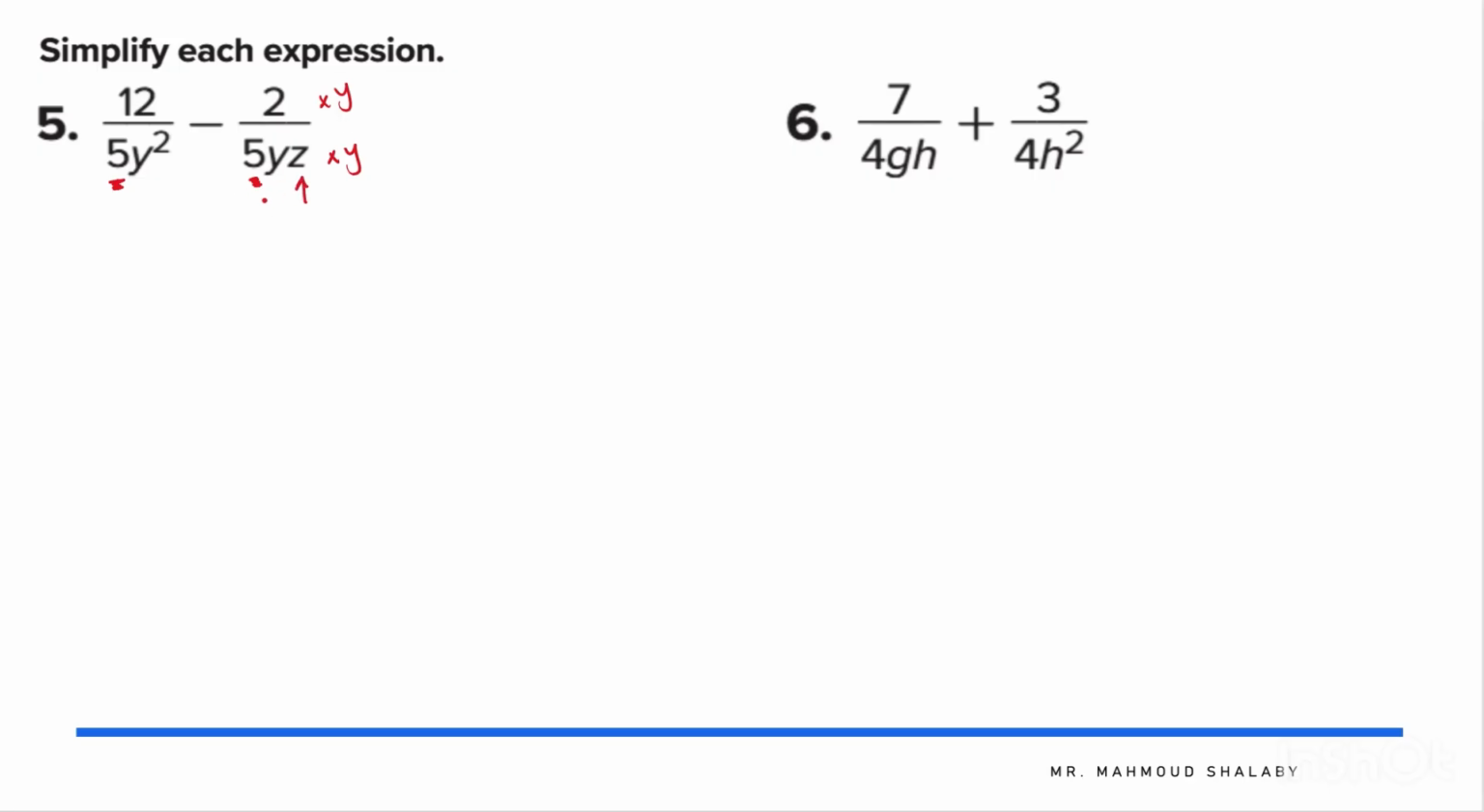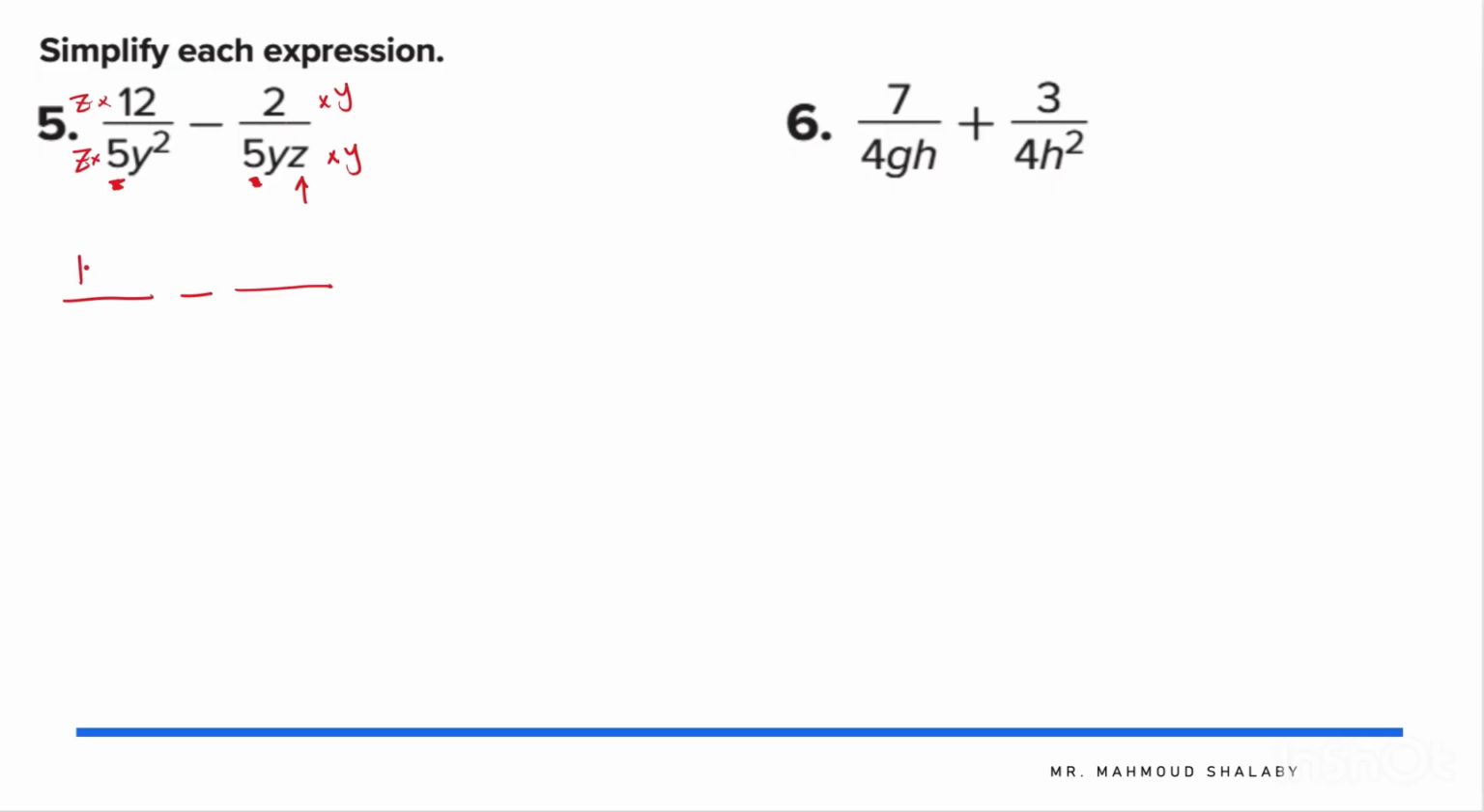Here we have an extra z, it's not there, so I need to multiply here by z up and down to show z on this side. So we will multiply by y on this side and we multiply by z on the other side. So now we will come up with two new fractions.